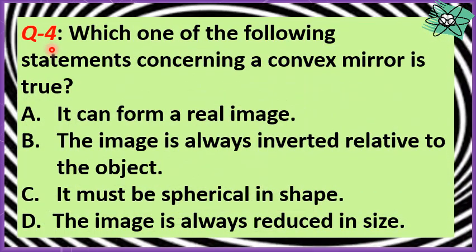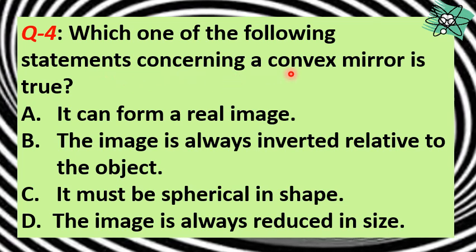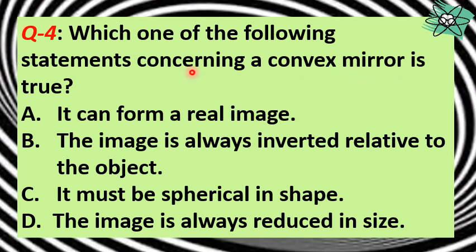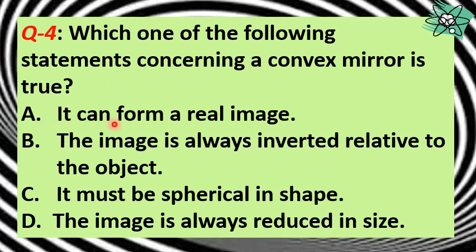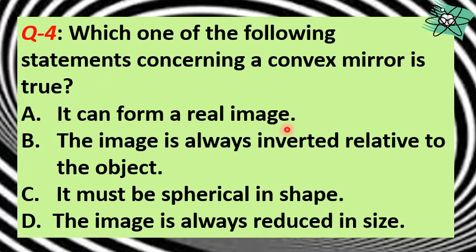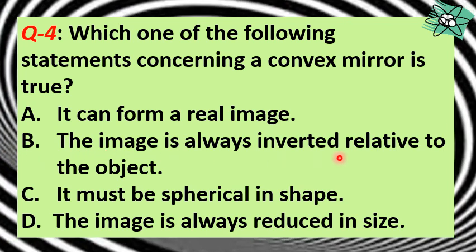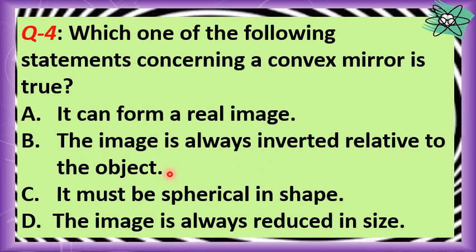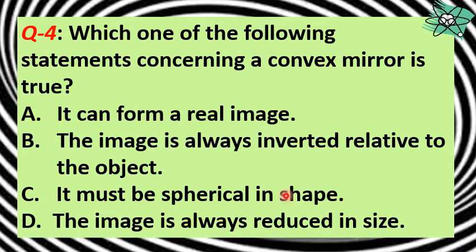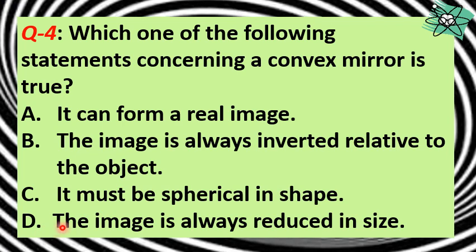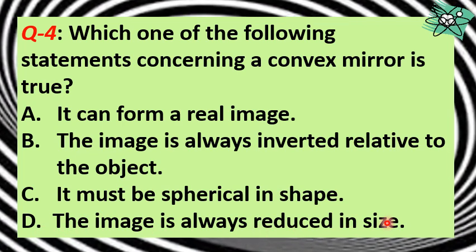Question number 4. Which one of the following statements concerning a convex mirror is true? Option letter A. It can form a real image. Option letter B. The image is always inverted relative to the object. Option letter C. It must be spherical in shape. And option letter D. The image is always reduced in size.